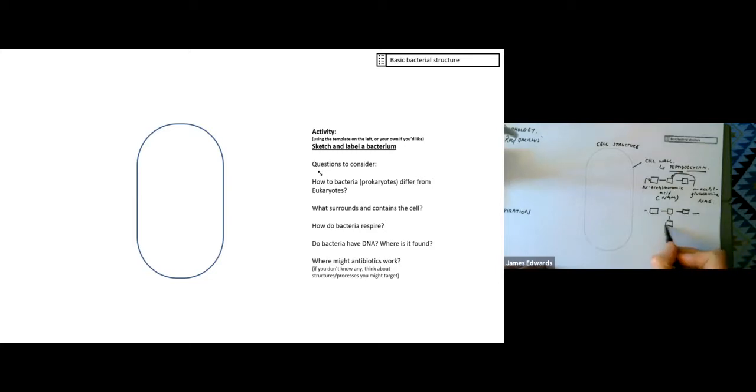These are sugars which are exported outside of the cell, and they are linked together to other chains via a peptide linker. The link here is generated by an enzyme called the transpeptidase. And this is an enzyme which is an antibiotic target. So we've got an outline to the cell wall.